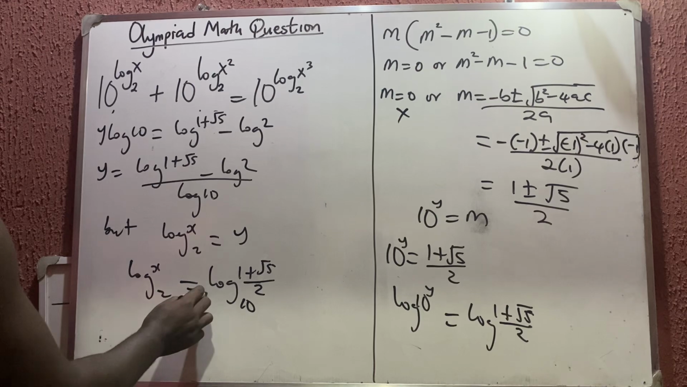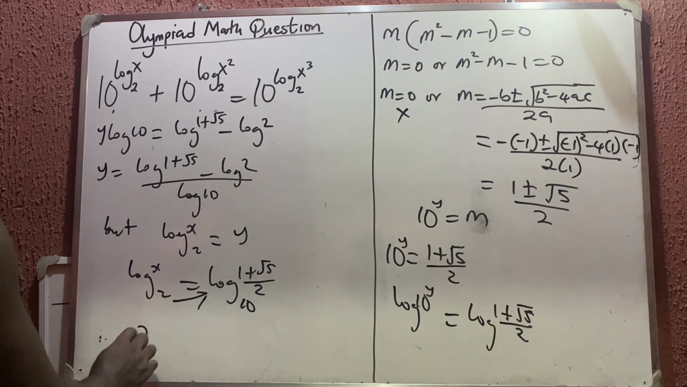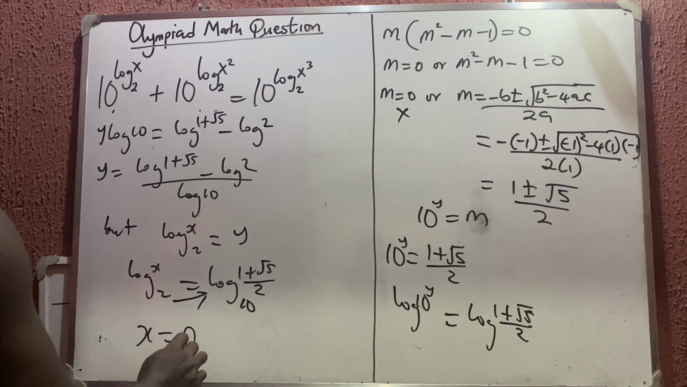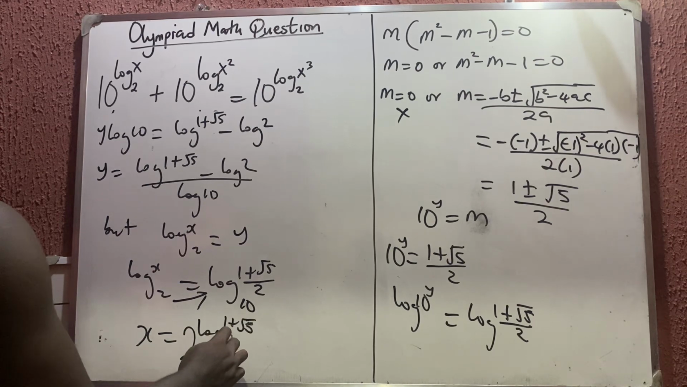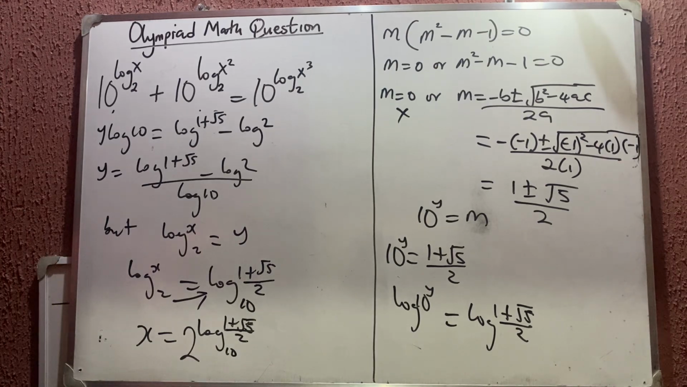So to get our x, x is simply 2 raised to the power log of (1 plus root 5) over 2, with base 10. So that is the answer to that.